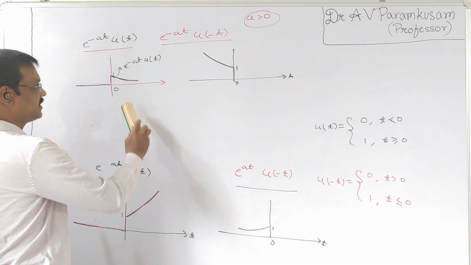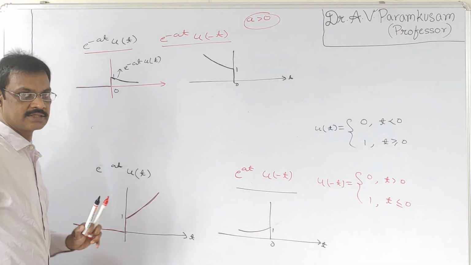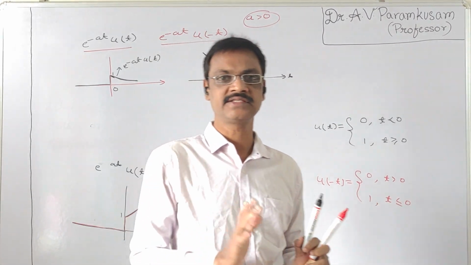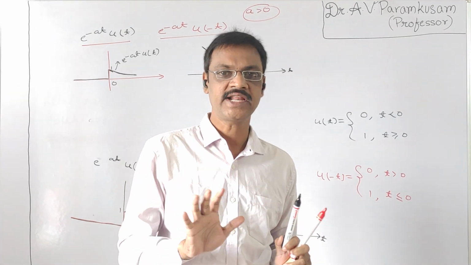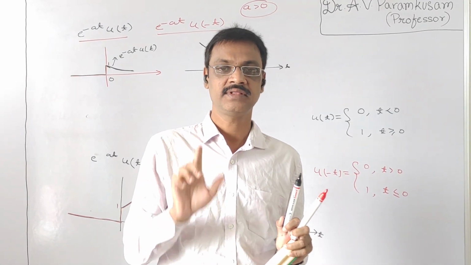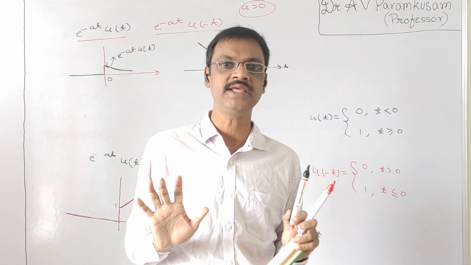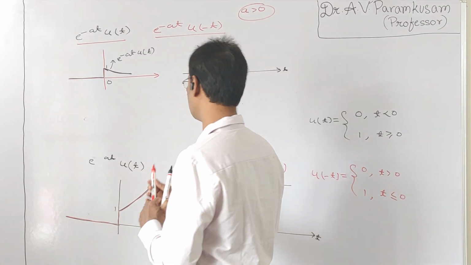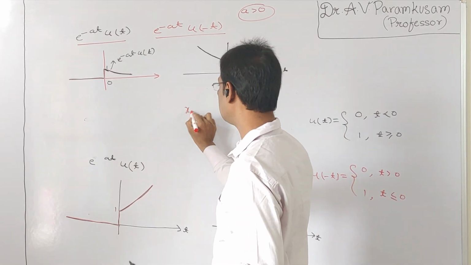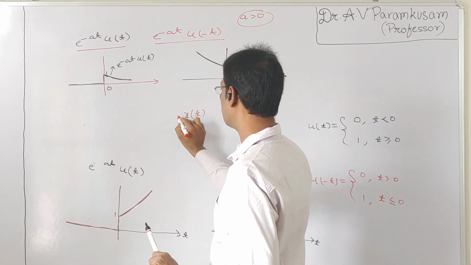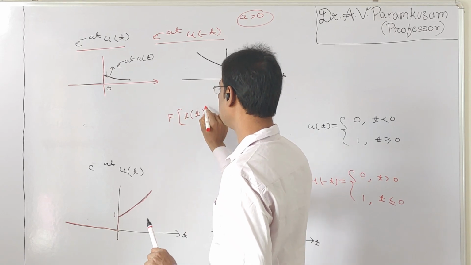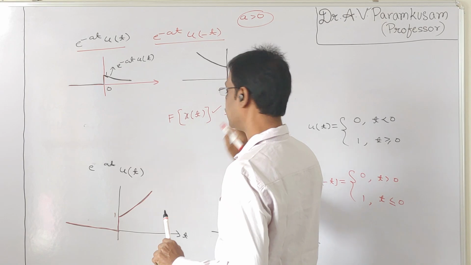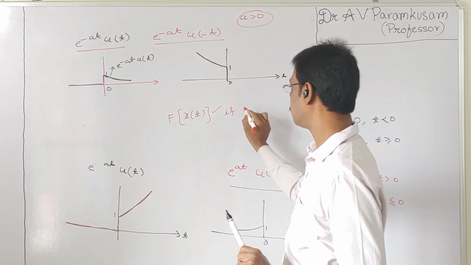So now these are the signals. One condition is that for any signal x of t, the Fourier transform exists if that signal is absolutely integrable. Suppose x of t is there. The Fourier transform for this x of t exists if it is absolutely integrable.